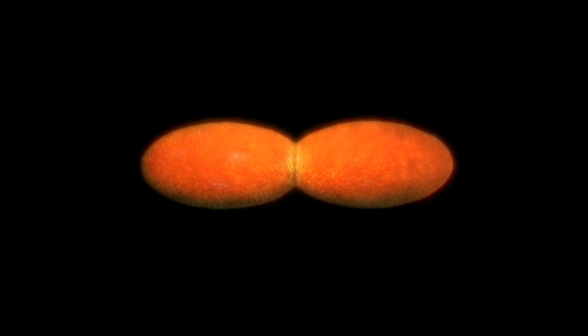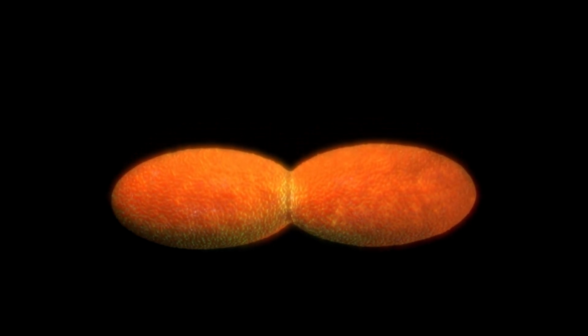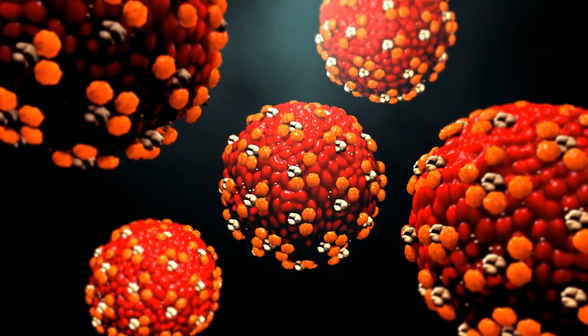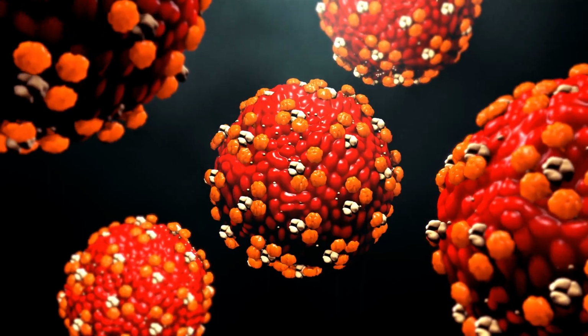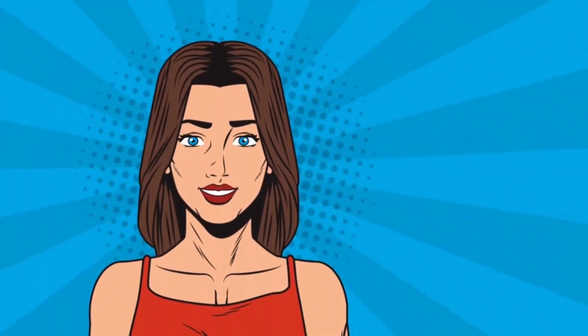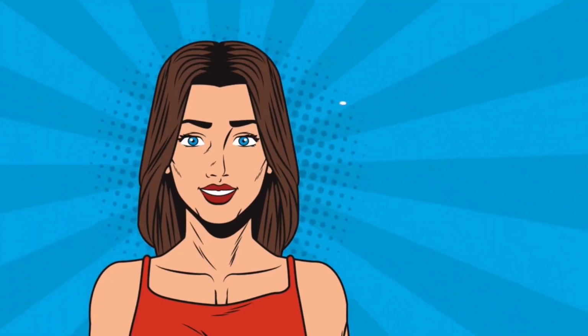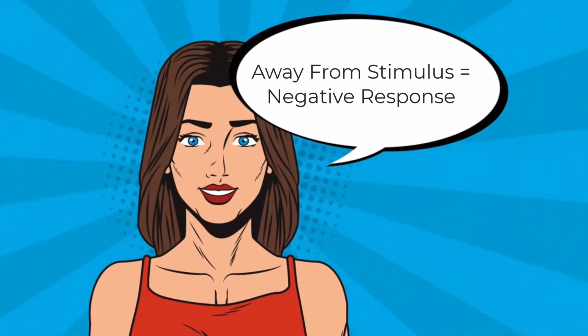Bacteria can move toward or away from certain chemicals in a process called chemotaxis, or they can move toward or away from light in a process called phototaxis. Movement towards a stimulus is considered a positive response. Movement away from a stimulus is considered a negative response.